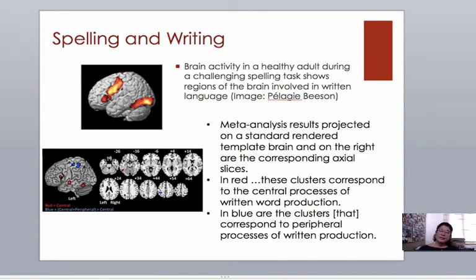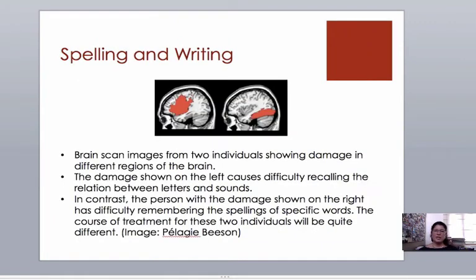Spelling is different from writing. Spelling is kind of a sub-element of being able to write. We know that when two individuals have damage to different regions of the brain, the person on the left has difficulty in recall between letters and sound, and the person on the right has difficulty in the mechanical spelling of the word. So even though they seem like they should be the same execution in the brain, there are actually different things happening in the brain between spelling and writing.